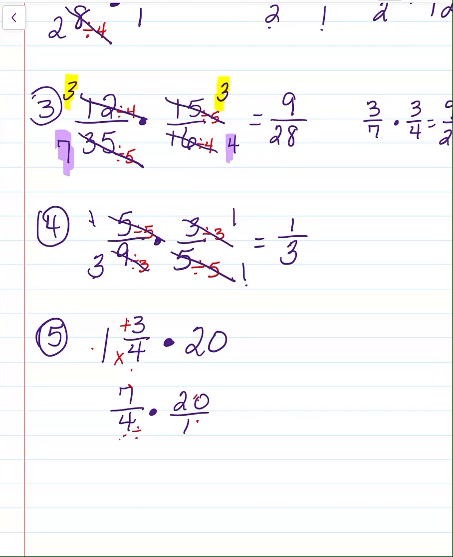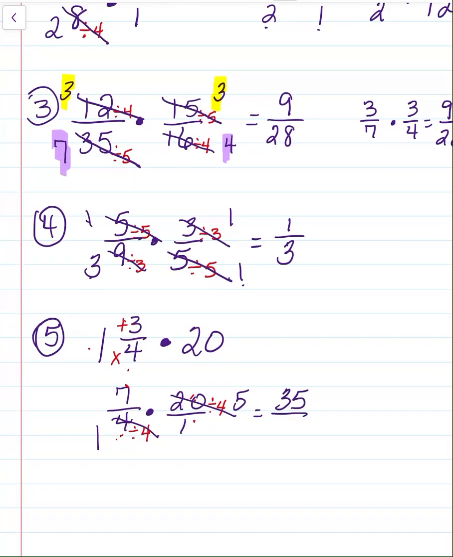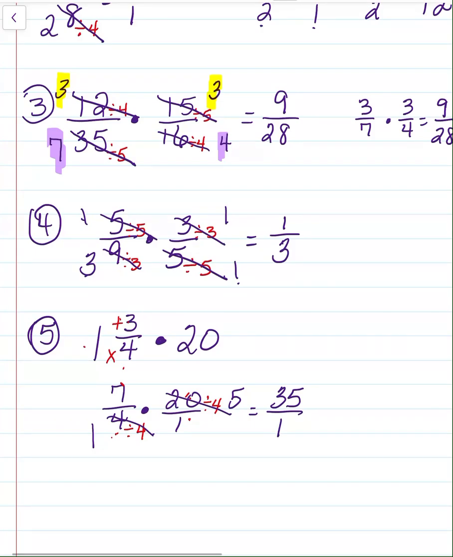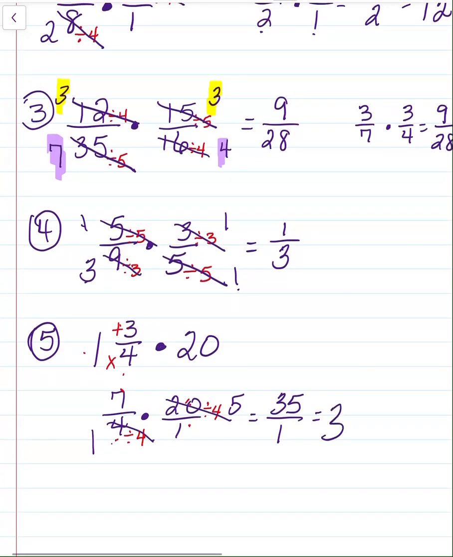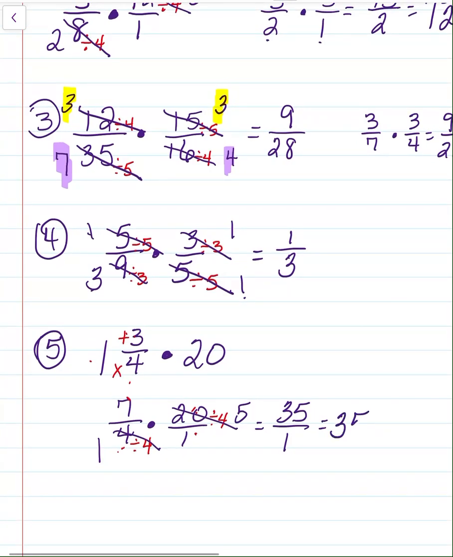Yep, we can simplify 20 and 4. So I'm going to divide by 4, divide by 4. So 4 divided by 4 is 1. 20 divided by 4 is 5. Now I'm going to multiply straight across. So 7 times 5 is 35, and 1 times 1 is 1. Can I simplify 35 over 1? Yes, 35 divided by 1 is 35.